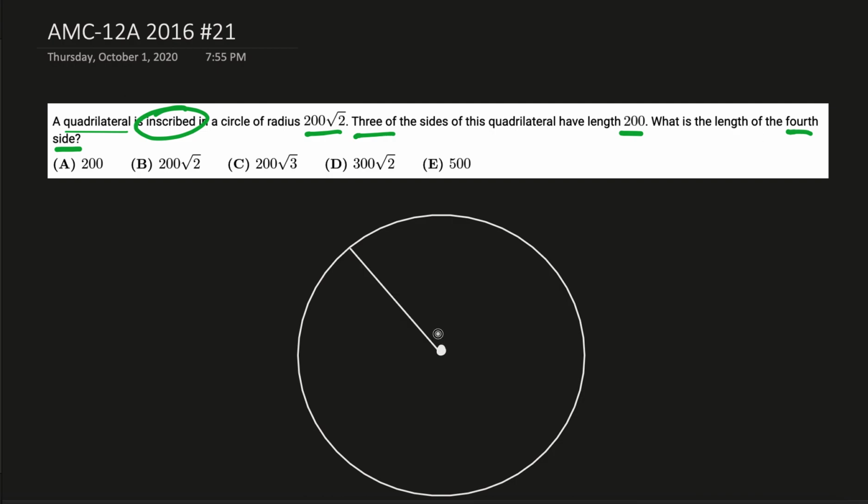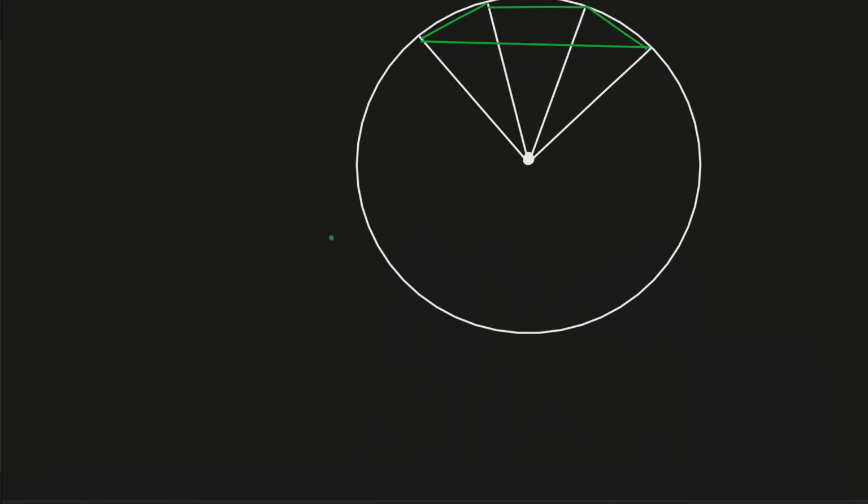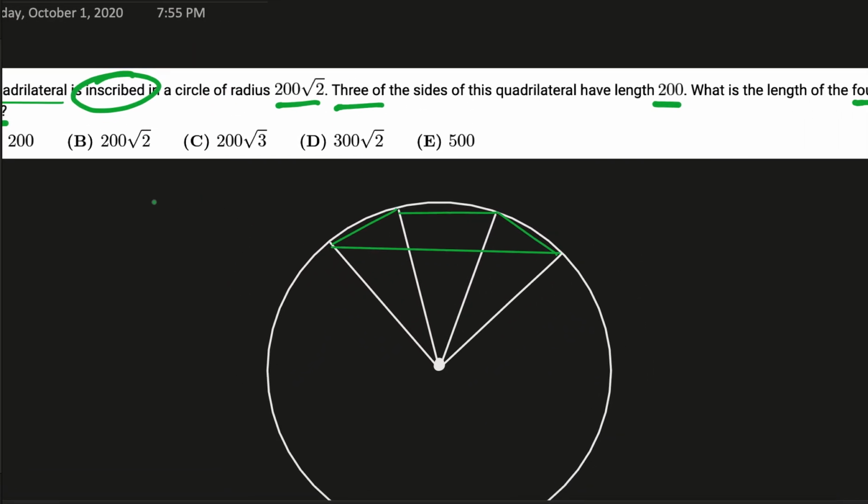So I'm going to inscribe a quadrilateral, and I'm using the center of the circle as the reference point. Let's make it a different color. Now we have a quadrilateral. There. So we are given a radius of 200 times the square root of 2, so 200 square root 2.